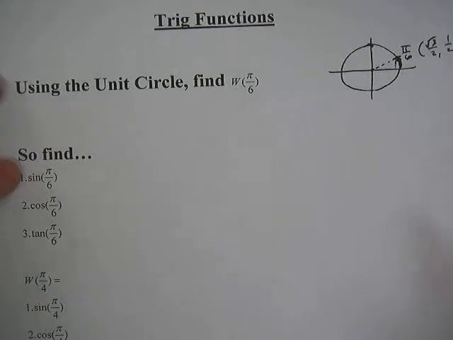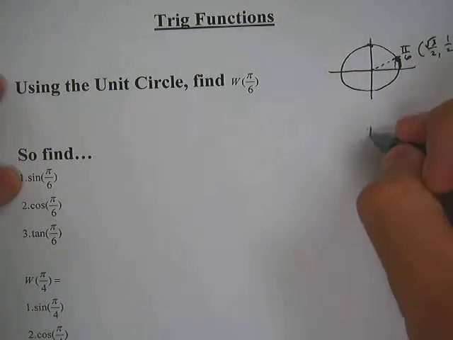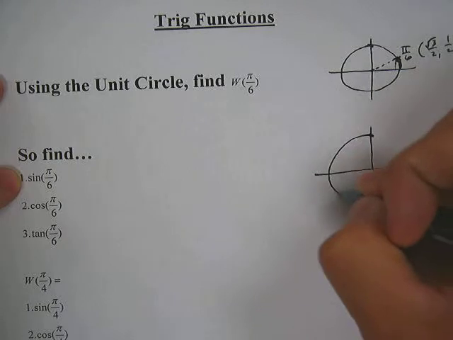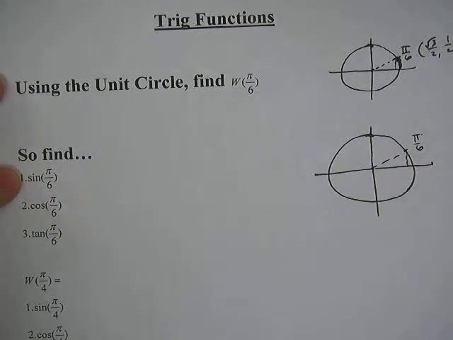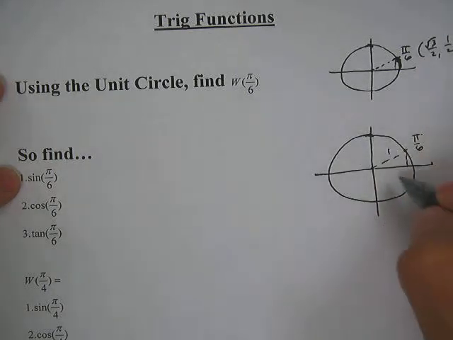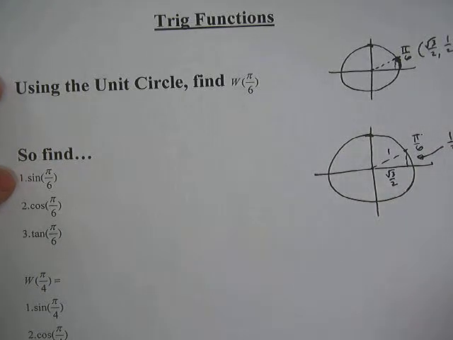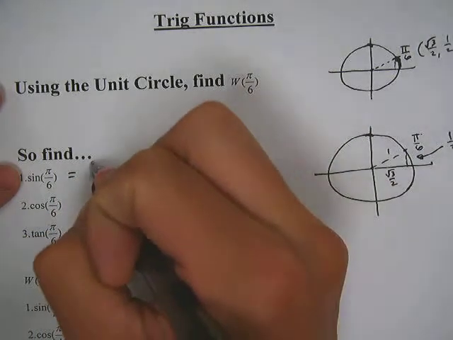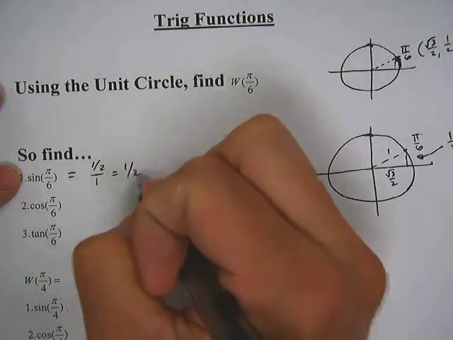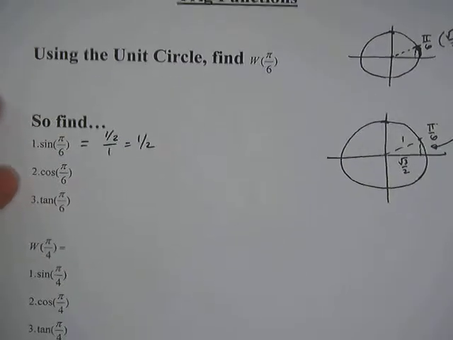So if I'm asking you to find the sine of pi over 6, okay, let's draw a little bit bigger circle here. Okay, so here's pi over 6. Well, what do we know? We know that this is 1. We know that this right here is root 3 over 2. And we know that this is half. So the sine of pi over 6 is opposite over hypotenuse. Well, in this case, opposite was a half over 1, which is a half.